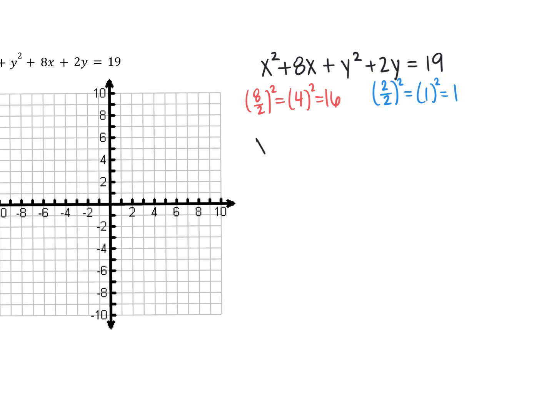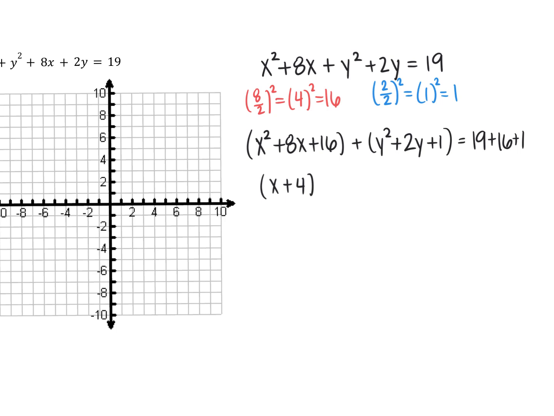So my left side becomes x² + 8x + 16 + y² + 2y + 1 = 19 + 16 + 1. I factor my left side, we'll get (x + 4)² + (y + 1)² = 36. So my center is going to be at (-4, -1). Radius is the square root of 36, which is 6.